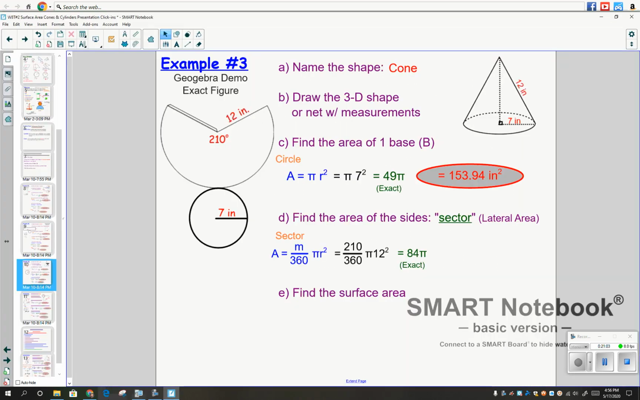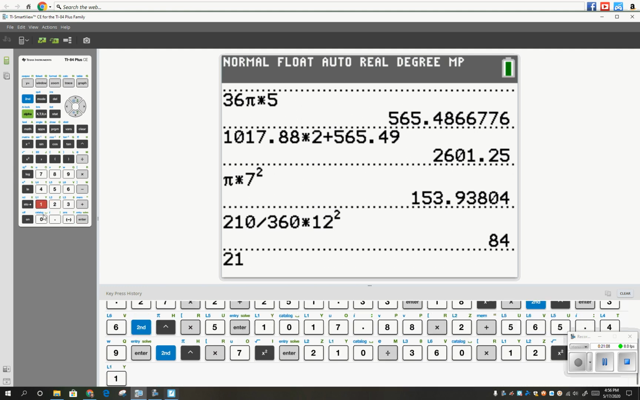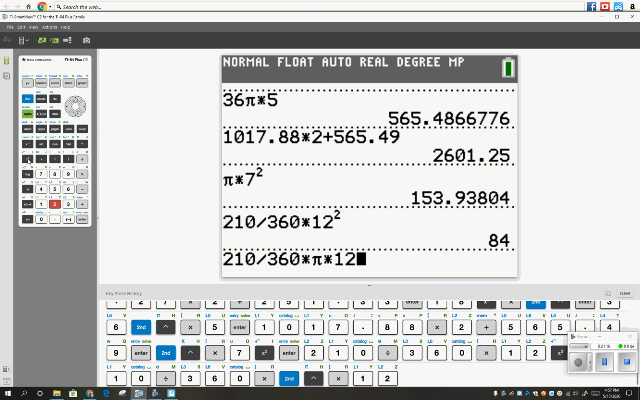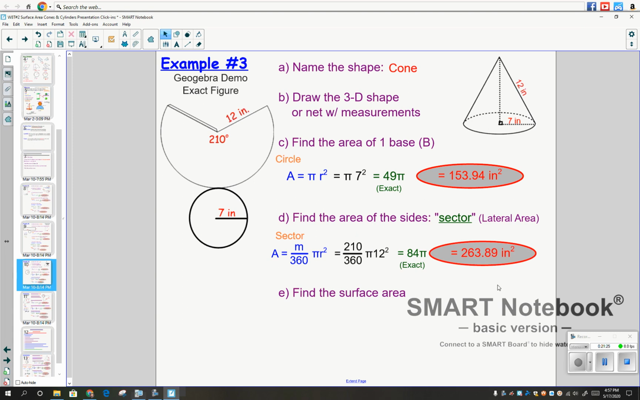But we're looking for the decimal approximation, so I'm going to take 210 divided by 360 times pi times 12 squared. End up with 263.893, which rounds to 263.89 square inches.